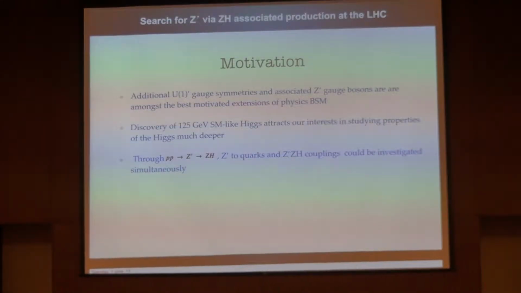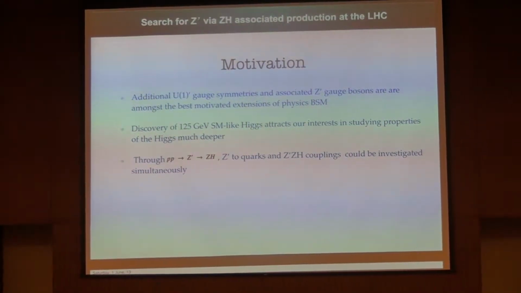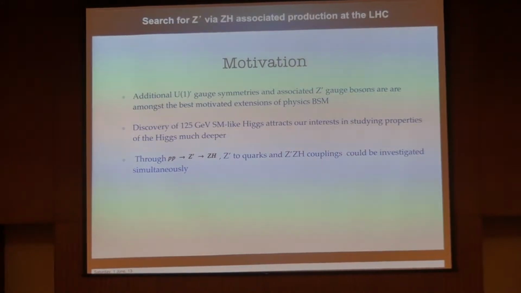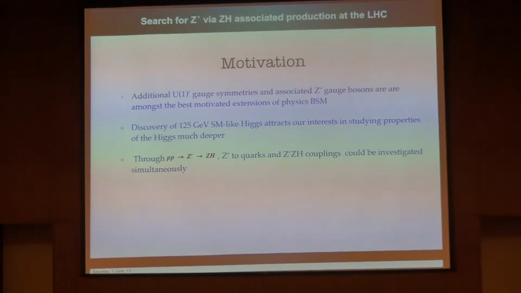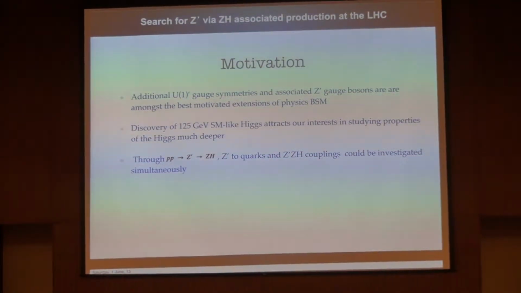First, the motivation of our work. Additional U1 prime gauge symmetries and its associated Z prime gauge boson are among the best motivated extensions of physics beyond the Standard Model. The recently discovered 125 GeV Standard Model-like Higgs attracts our interest to studying properties of the Higgs in this way. And if we study through the pp to Z prime and then Z prime to Z Higgs process, both the Z prime to quark coupling and the Z prime Z Higgs coupling could be investigated simultaneously.